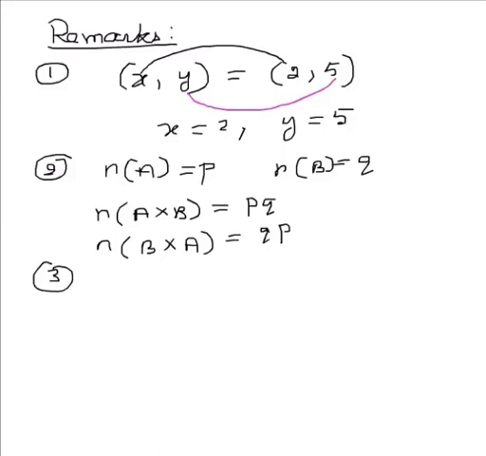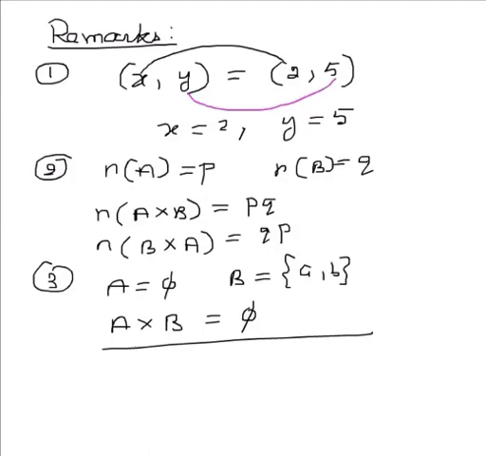Then the third remark. If A and B are non-empty sets, what happens if one of the sets is an empty set? For example, A is an empty set, say, and B is a set. So A cross B will be an empty set. If one of the sets is an empty set, then the Cartesian product is also an empty set.